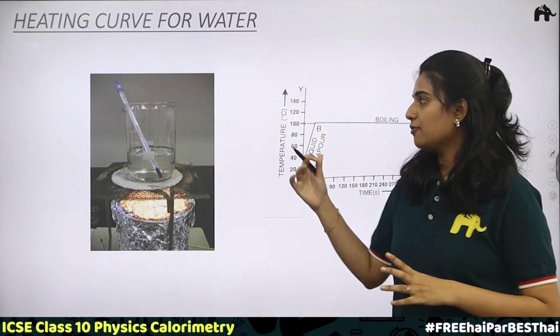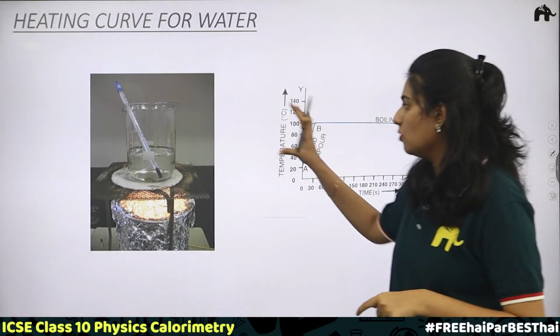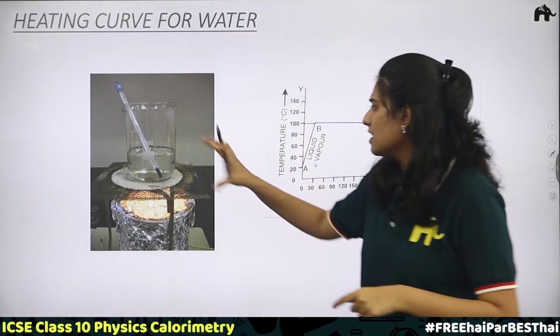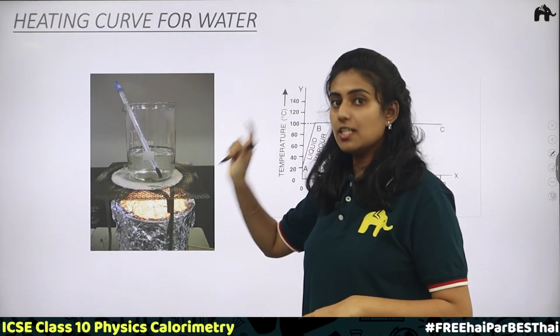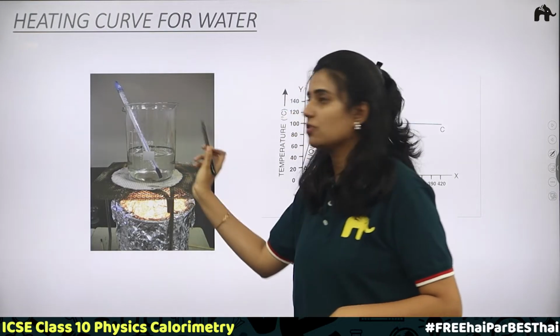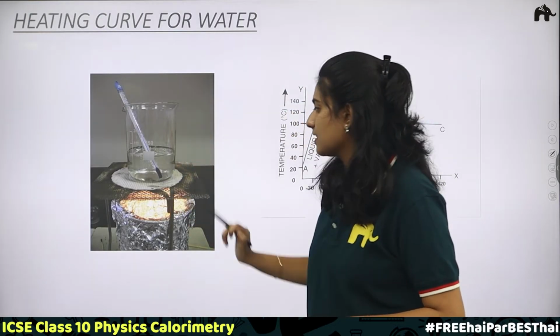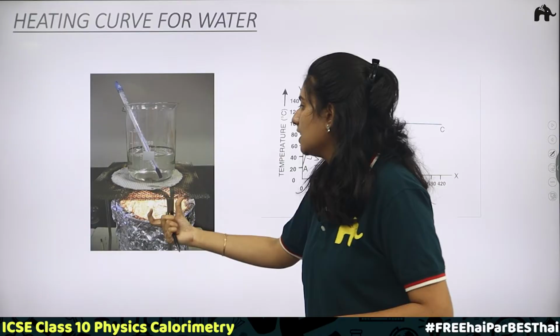Heating curve for water. We'll perform an experiment to understand this. You have to take water in a given flask or beaker. You have to suspend a thermometer in it. Remember, the bulb of the thermometer should not touch the walls of the flask. Then, using a Bunsen burner, heat energy is being supplied.